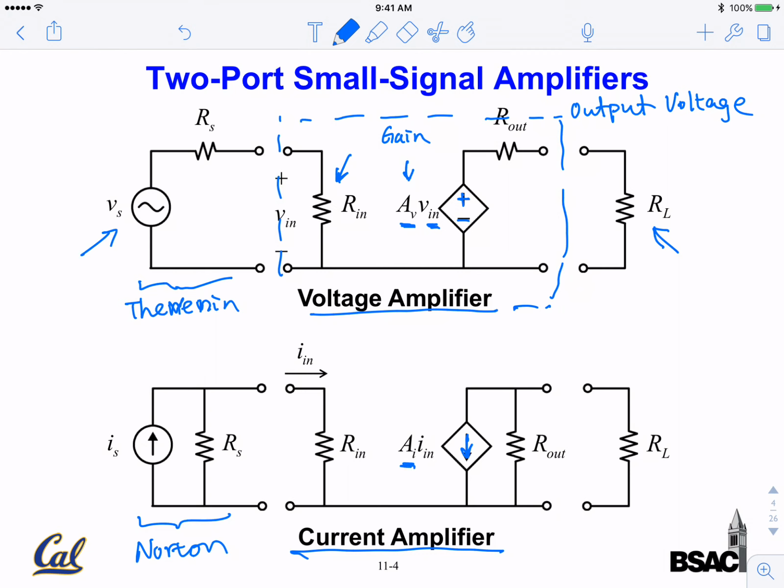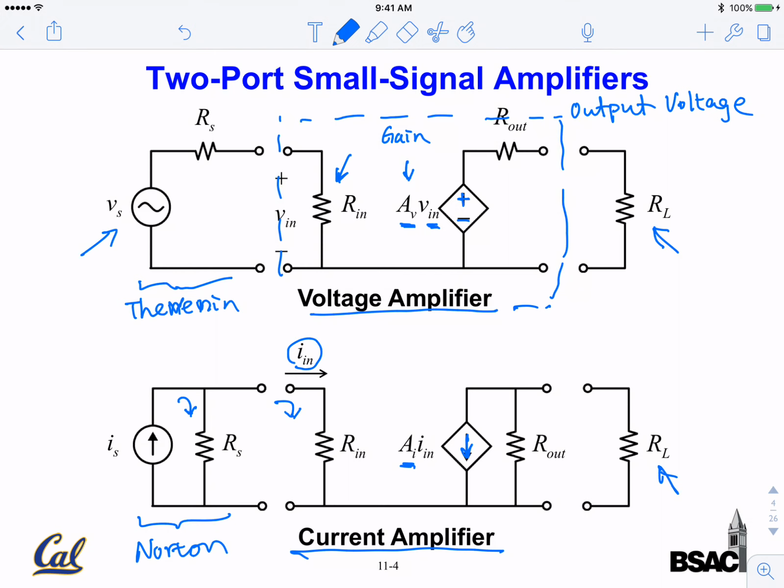And the current gain, again, AI is the current gain, and I in is the input current coming into the two-port circuit. So it's not IS. As you see, if you attach the input port here, there will be a current divider. Only the current that goes into the two-port circuit actually gets amplified. The shunting current does not. Okay, and again, typical load.